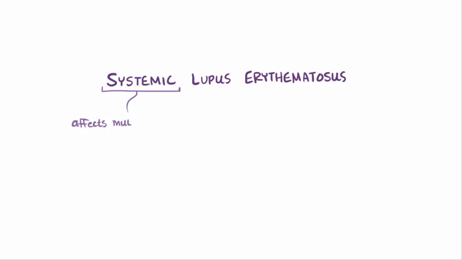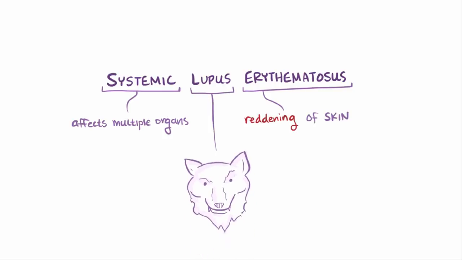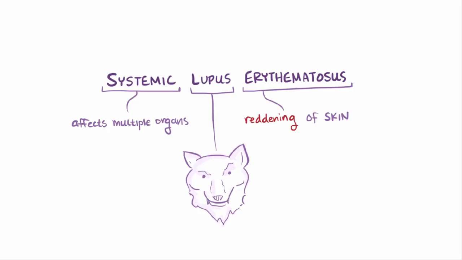All right, systemic lupus erythematosus. Okay, we totally got this. Systemic is easy and refers to affecting multiple organs in the body. Erythematosus means reddening of the skin. All right. Lupus is Latin for wolf, so affects multiple organs, wolf, reddening of the skin.